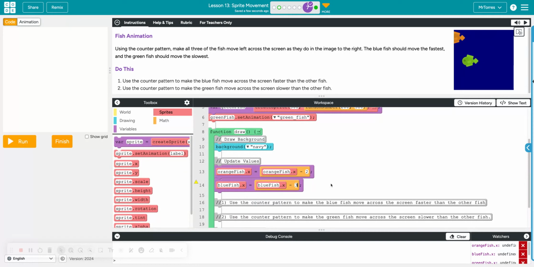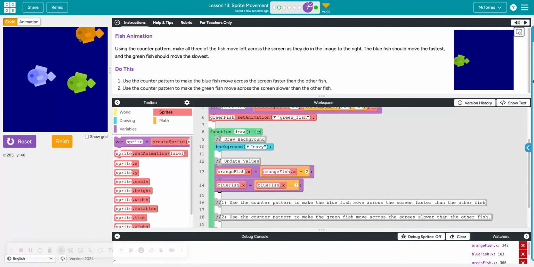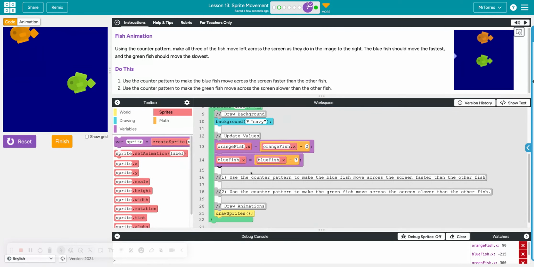So x minus 3. And now you'll notice my blue fish is moving a little bit faster than the orange fish. Okay, I'll leave it up to you to figure out how to make the green fish move. And notice the green fish is moving slower than the orange fish. So let's add one more line of code, the counter pattern there, to make the green fish move slowly. Best of luck.